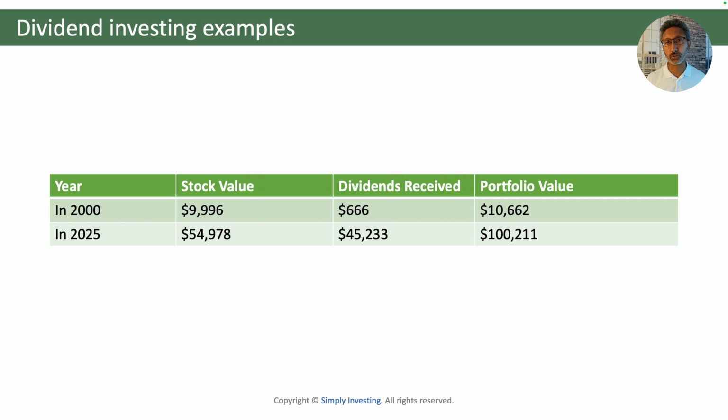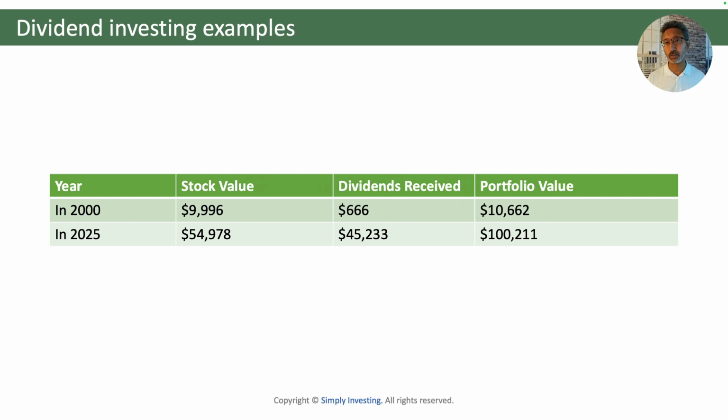And like I showed you in the previous slide, you've made over $45,000 in dividends. So your portfolio total value for this investment would be worth a little over $100,000. So again, not bad. You started with a $10,000 investment, and today it's worth a little over $100,000. Okay, now this is scenario number one.